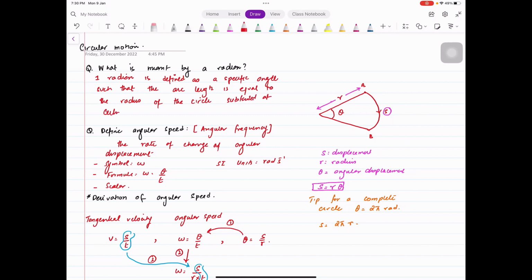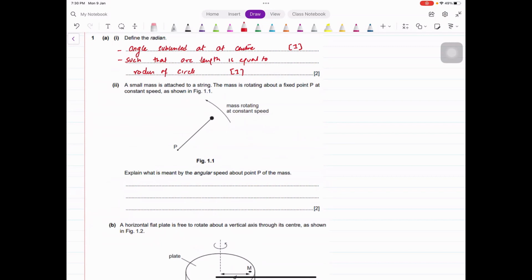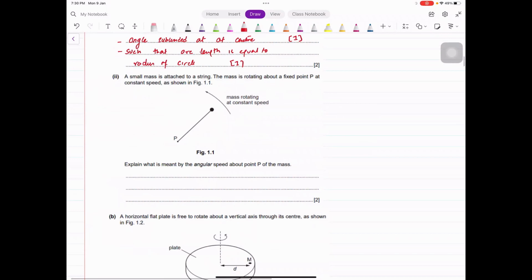Any question right now? Now it says, explain what is meant by angular speed about a point P of the mass. All right, please tell me this. Hurry up. It is the rate of change of angular displacement. Yes. You can also write angular displacement per unit time if you want to. That's also fine.